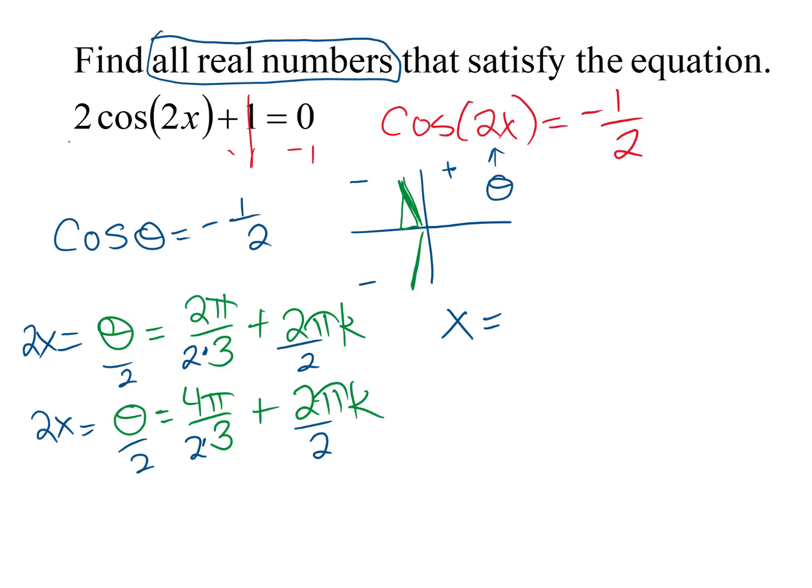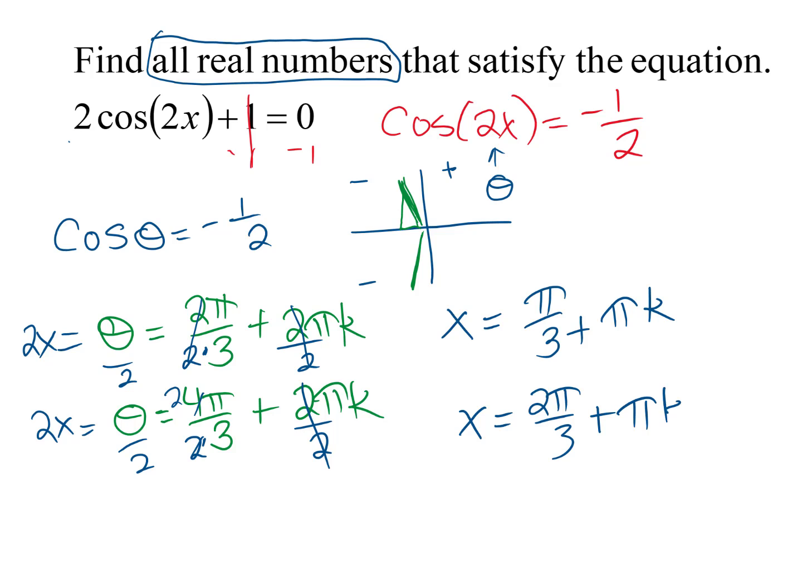So these 2's would cancel. This is going to give me pi thirds plus pi k, because you have to also divide this 2 pi k by that 2. Alright, so that will give me one set of answers. Then doing the same thing with this second piece down here, 2 will go into 4 two times, so I'm going to get 2 pi thirds, and then these 2's will cancel here, plus pi k. So all answers would be given by pi thirds plus pi k or 2 pi thirds plus pi k.